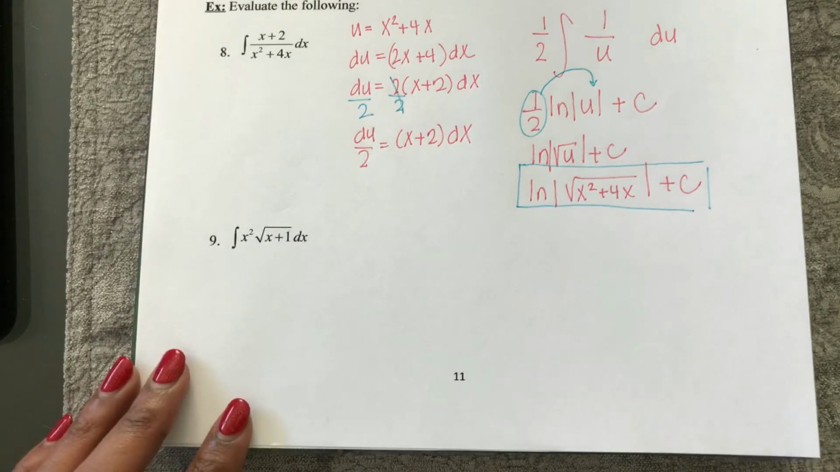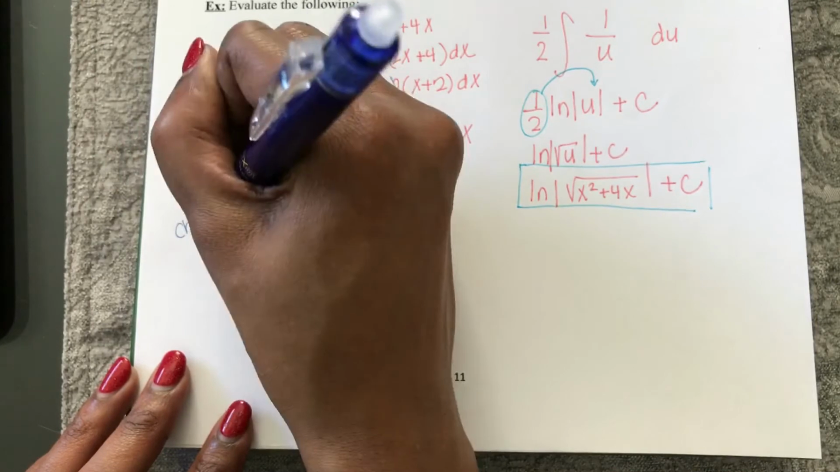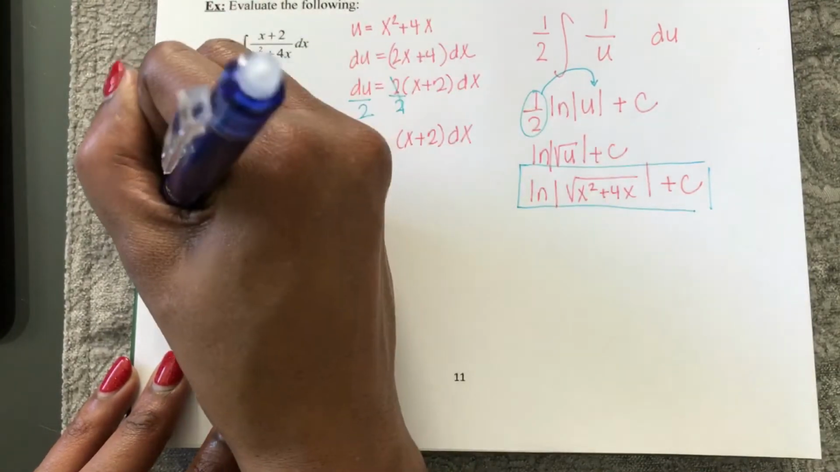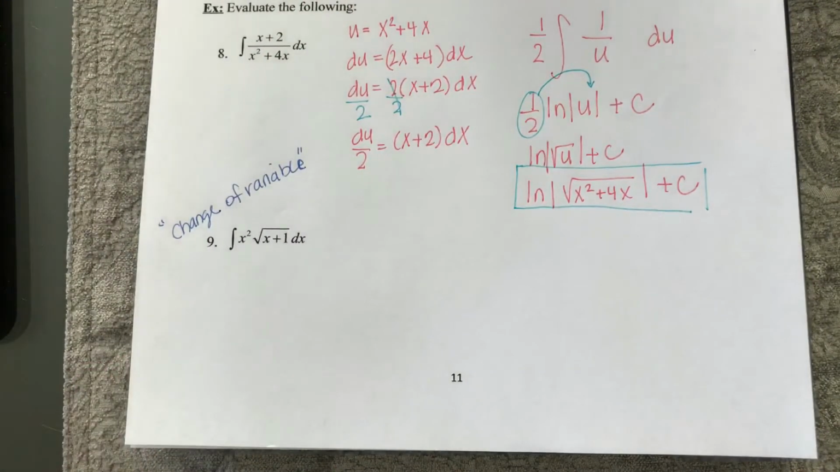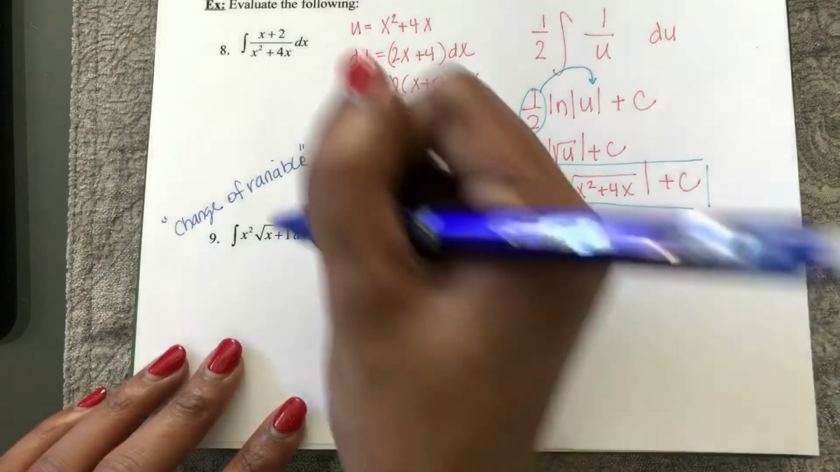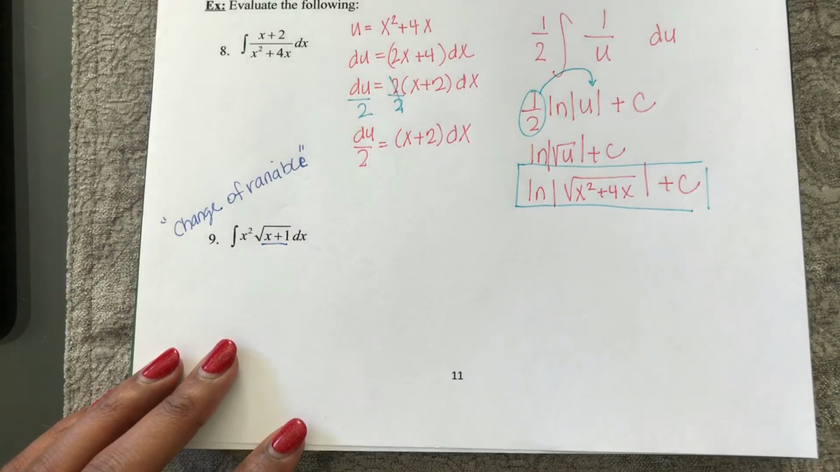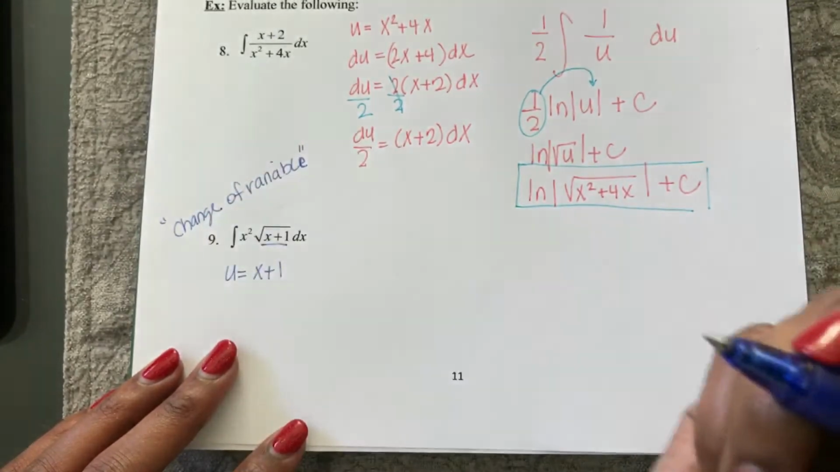Now number 9 is kind of a special case. It's a special case because we're going to have to do a procedure called a change of variable. And I'll show you what that means in a minute. So when I look at this problem, I have a radical. So probably what's inside of it can be my u to try to simplify this problem. So I'm going to let u equal x plus 1.